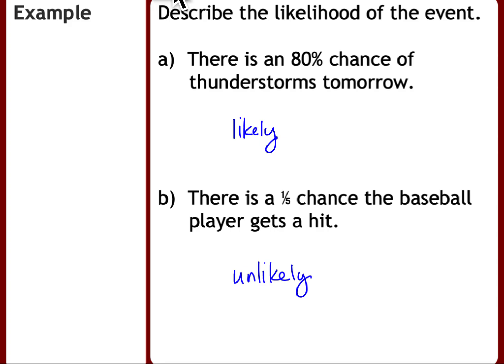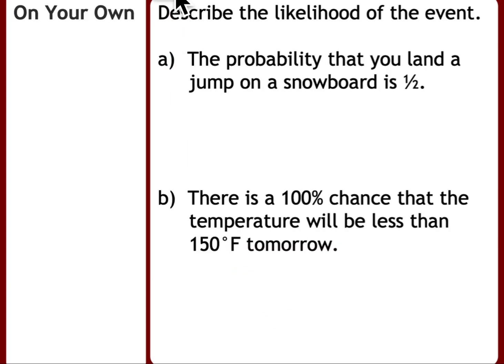So a couple examples. You're asked to describe the likelihood of an event. If there's an 80% chance of thunderstorms tomorrow, then it would be likely there would be thunderstorms tomorrow. If there's a 1/5 chance the baseball player gets a hit, then it's unlikely that that baseball player will get a hit. So go ahead and try these two on your own.